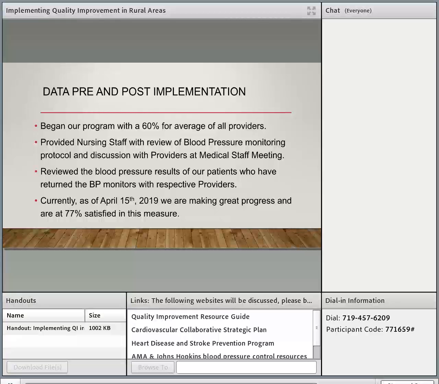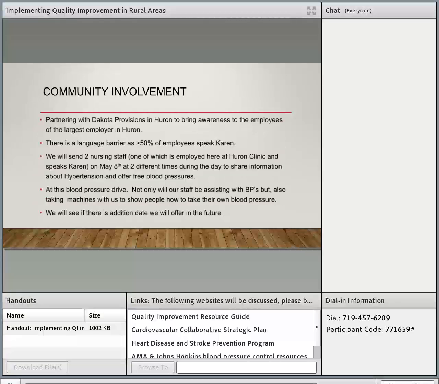But as of yesterday, we can say that we've made great progress in that we are now at 77% satisfied in this measure. So everybody has really dug in and made this a good new protocol, and self-monitoring blood pressure for our patients.